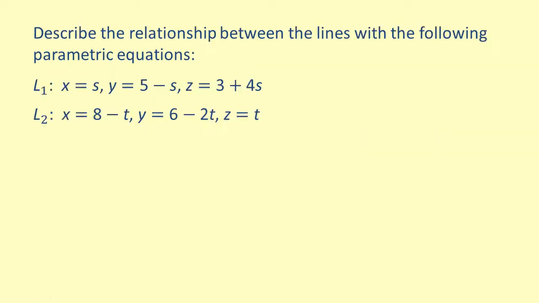In this question, we are given two lines that are described parametrically, and we are asked to determine what the relationship is between them. That is, are the lines equal, parallel but not equal, intersecting, or skew?